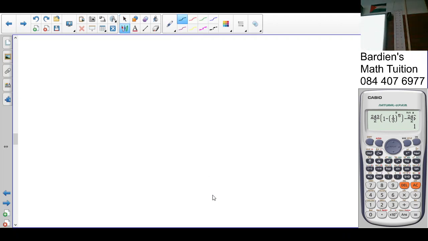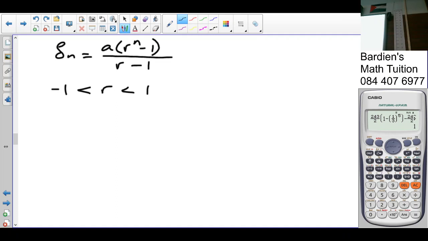Alright, so we said we're going to look at the formula. Sn equals a(r^n minus 1) over r minus 1. Okay. Then the condition will be met, as I said, the series will converge if r is greater than negative 1 but less than 1. Now I said you're not going to consider if r is equal to 0. Okay.